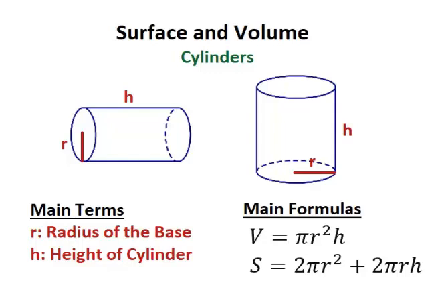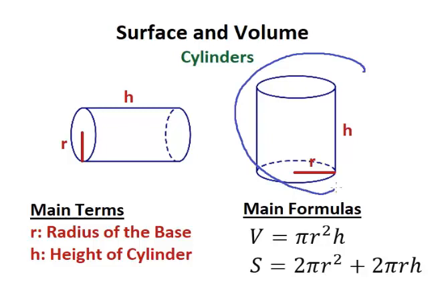Okay, we're gonna find surface and volume of cylinders. The cylinders are this type of solids. The most relevant terms we need to understand, or the parts we are going to work with, are radius, which is the distance from the center of the circular base to one of the edges, and the height, which is the distance between one of the circles and the other one.